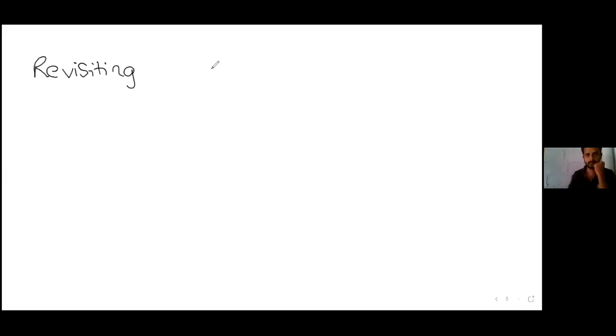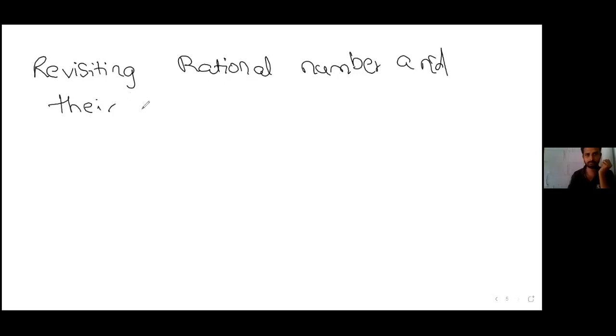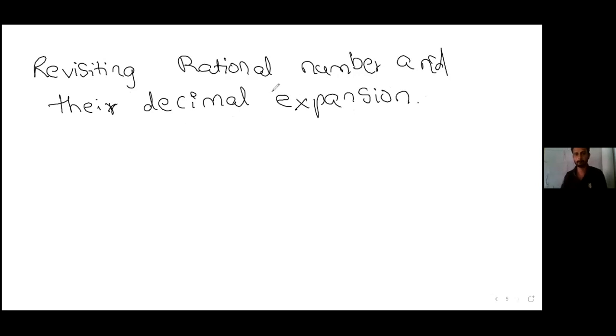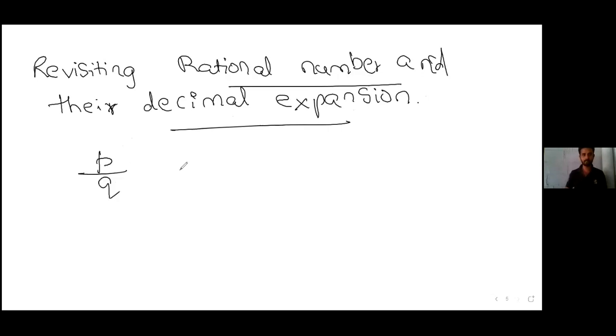Revisiting rational numbers and their decimal expansion. So in this section, we are going to consider rational numbers of the form p by q, where q is not equal to 0.